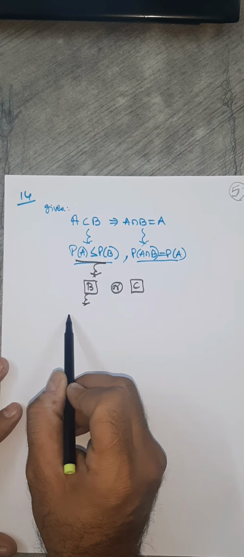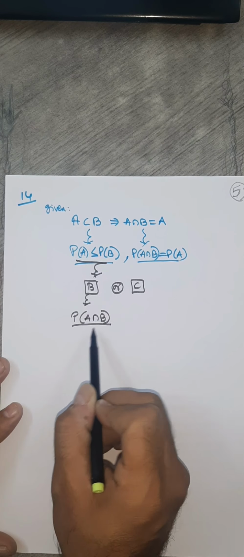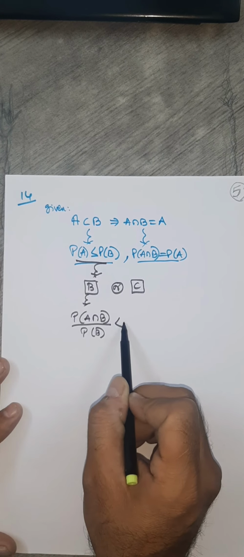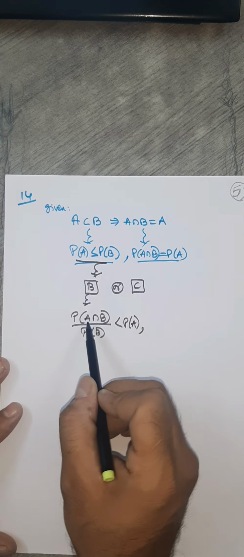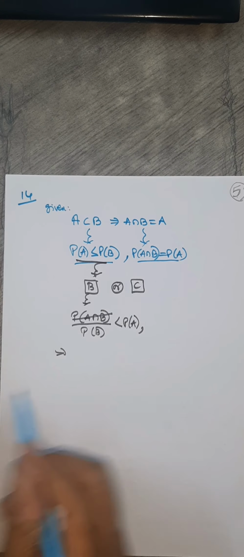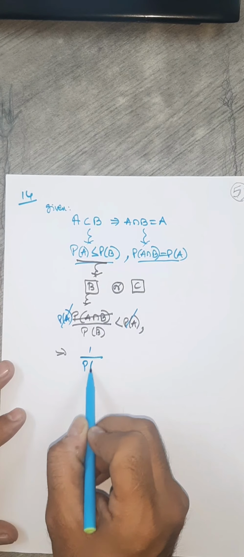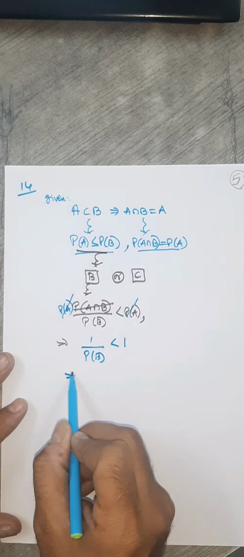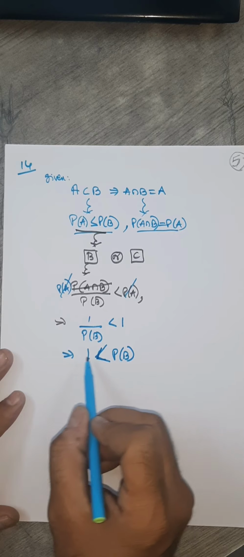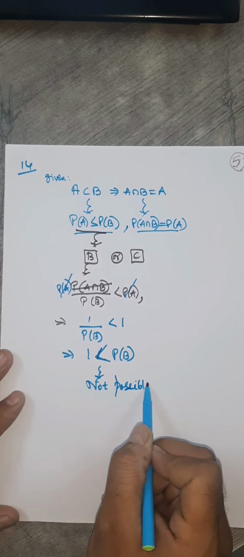So let's go for option B. On the left hand side you have a conditional probability, so I'll use the result. You know P of A given B is P of A intersection B upon P of B is less than P of A. I have just written option B. Now what is P of A intersection B? That is just P of A. So this will get cancelled. You will get 1 upon P of B less than 1. So if I take it on the other side, you have the probability of B greater than 1. This is not possible. Probability, we know, never exceeds 1.